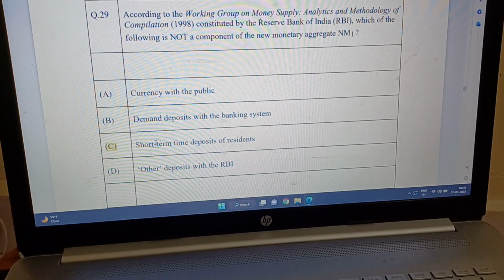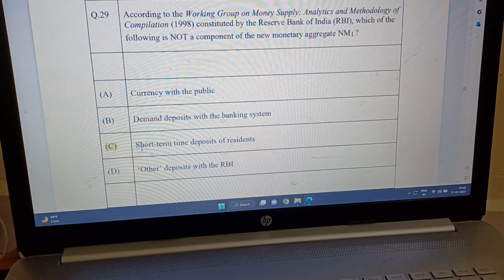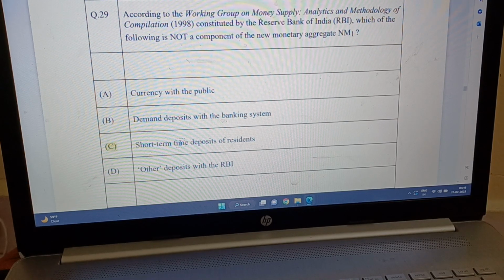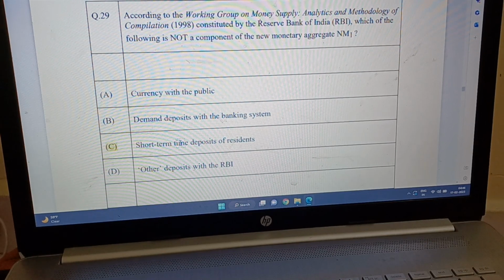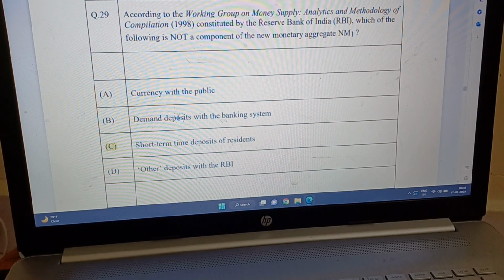No, actually it is part of M3, because M2 is short-term deposits with post office, and this one is short-term time deposits. Time deposits are fixed. They are for 1 year, 2 years, 5 years, 10 years. So these are called time deposits because their time is fixed. And demand deposits, they don't have any fixed time. They can be withdrawn anytime.